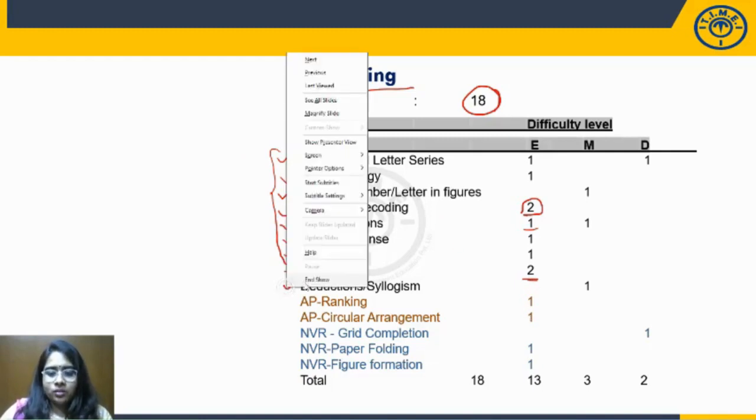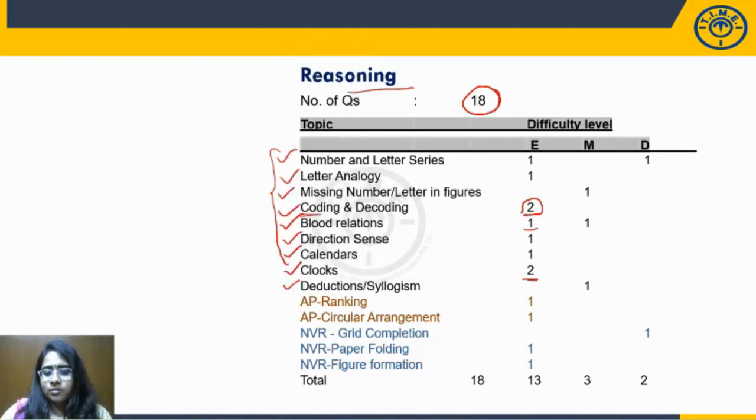Then you had one medium question from deductions and syllogism topic. Now you also had analytical type of ranking and circular arrangement type questions. So these two are the arrangement type questions, and both of them were quite easy to do in this section. And then you had the non-verbal reasoning type of questions, where you had one grid completion, one paper folding type question, and a figure formation question.